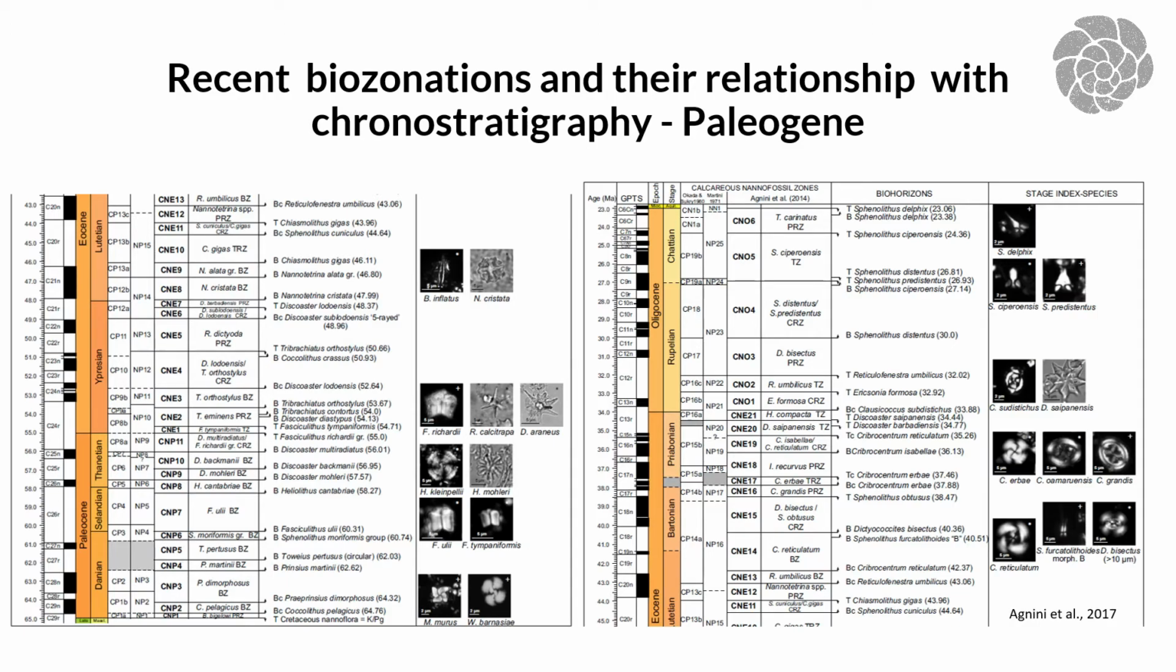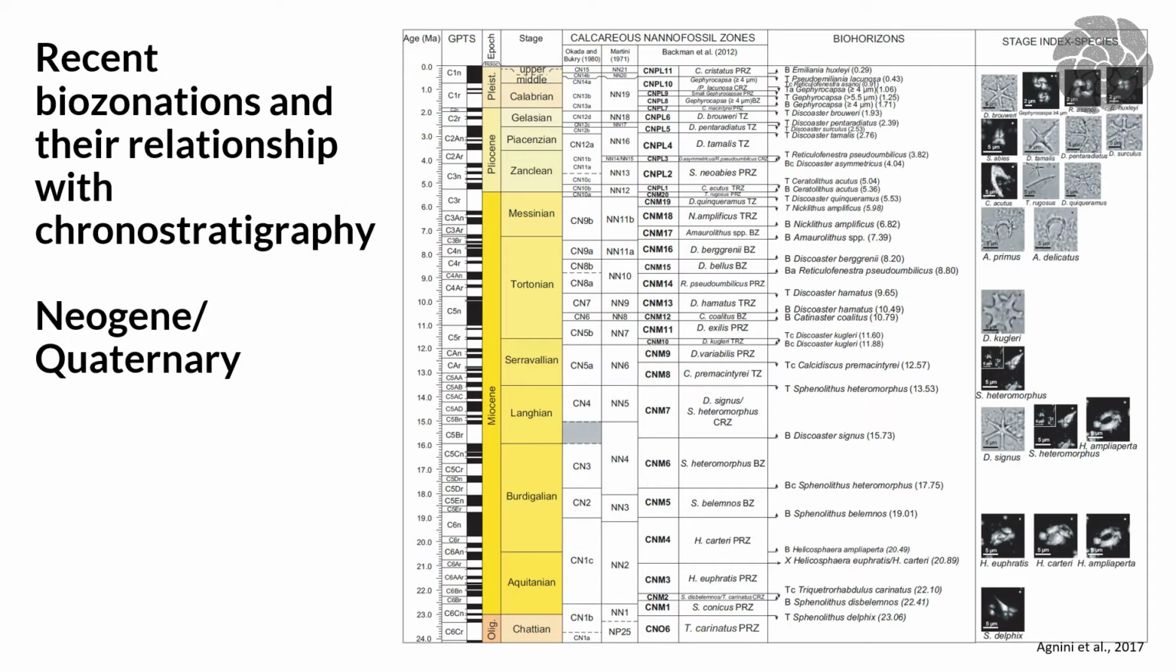And this is also the fourth phase, so the integration between biostratigraphy and biochronology. So here you can see that you have the integration of different biozones, but also the integration with the chronostratigraphy, with paleomagnetism, with the GPTS, and the age, so the chronology. And this is available for the Paleogene and for the Neogene.